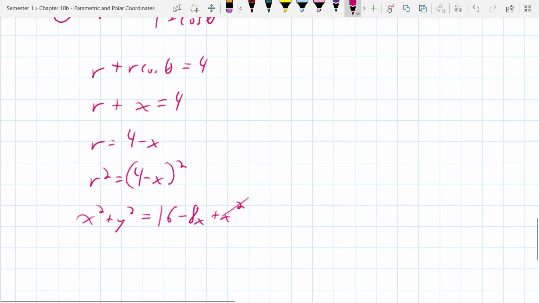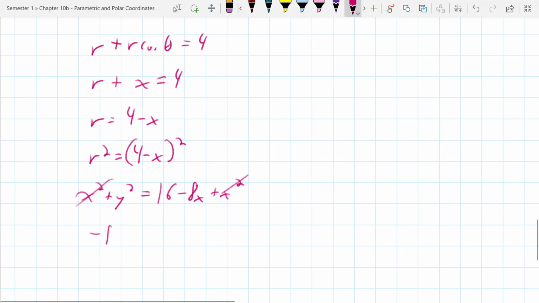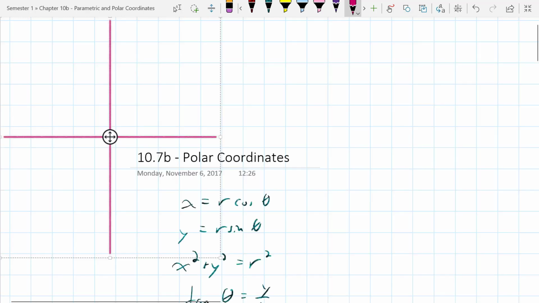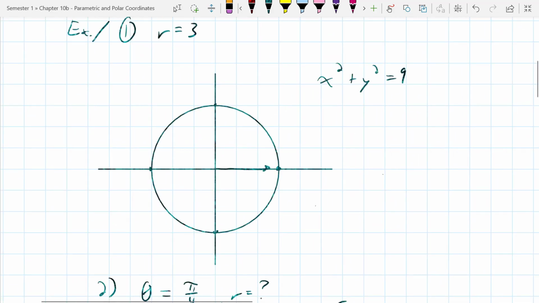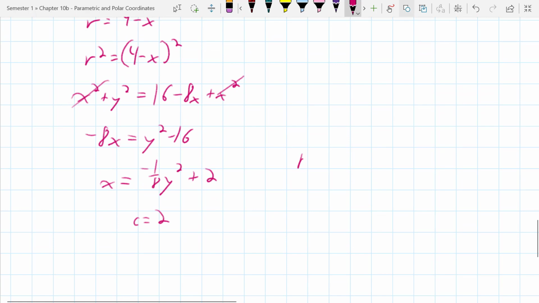And interestingly enough, my x squareds cancel out, and I get just a y squared with an x. Well, if I move everything around, I get negative 8x is equal to y squared minus 16. This is a parabola where I get x is equal to negative 1/8 y squared plus 2. And what I know about that parabola is that it's going to be a left opening parabola. I know that my c value is equal to 2, and that's plenty to plot some of the critical points of this parabola. Sorry, let me go back down and get my grid out.